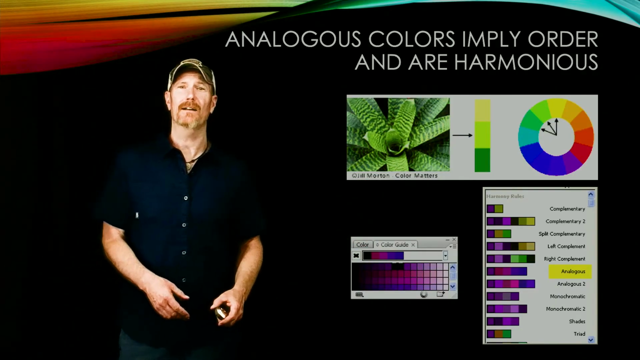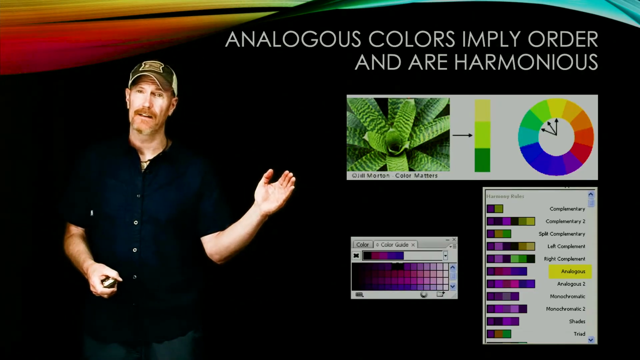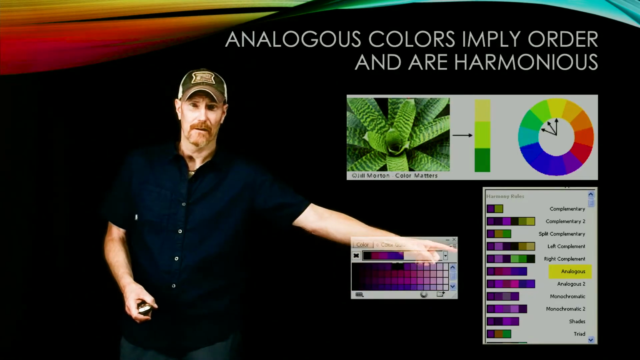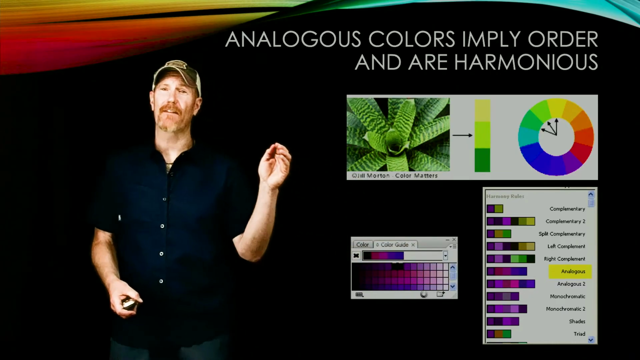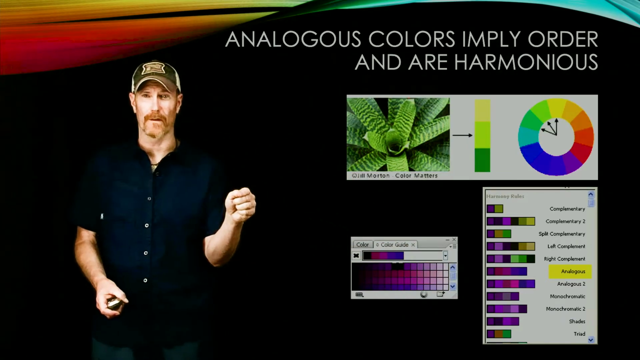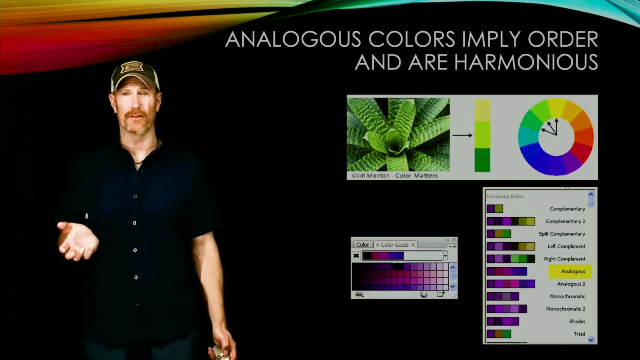Okay, so analogous colors imply order. They're harmonious, and these are colors that are side by side on the color wheel. And you can go down in the color picker and grab those colors, right? And then you can set the base color, whether it's purple, blue, and it'll create an entire palette based on the first one that you click. It's very, very handy to be able to go in and do that, right?